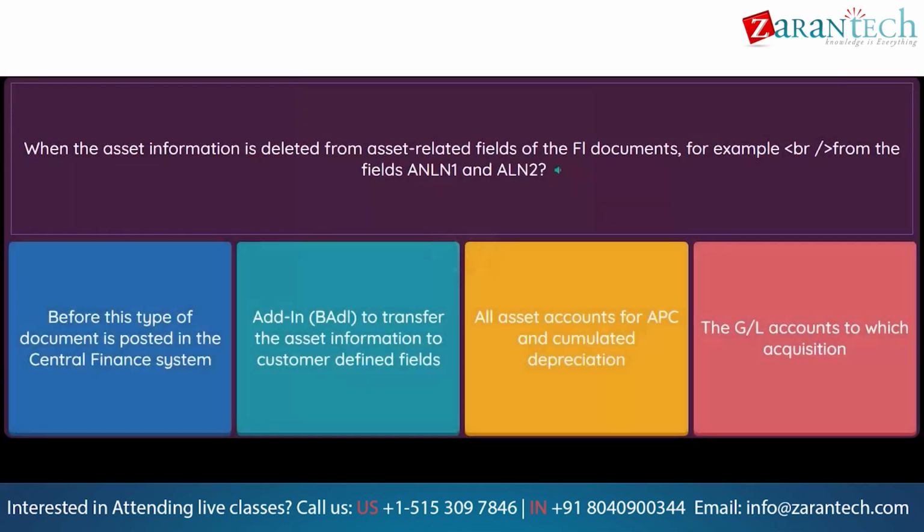Question: when the asset information is deleted from asset-related fields of the FI documents, for example from the fields ANLN1 and ANLN2? Option 1 before this type of document is posted in the central finance system. Option 2 add-in, BAdI, to transfer the asset information to customer-defined fields. Option 3 all asset accounts for APC and cumulated depreciation. Option 4 the G/L accounts to which acquisition.